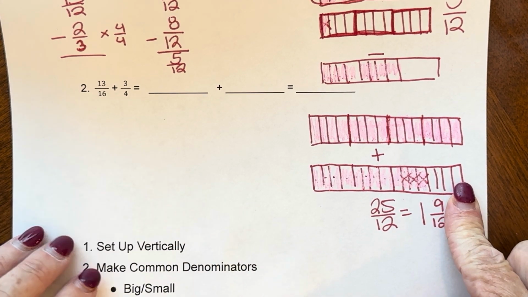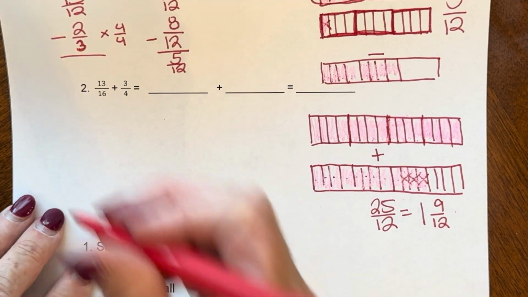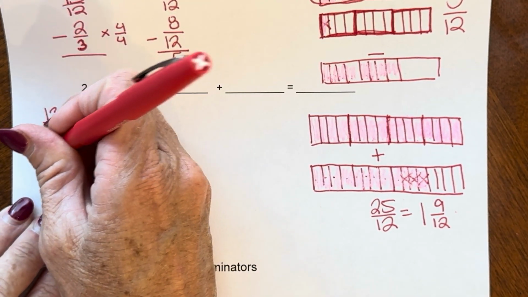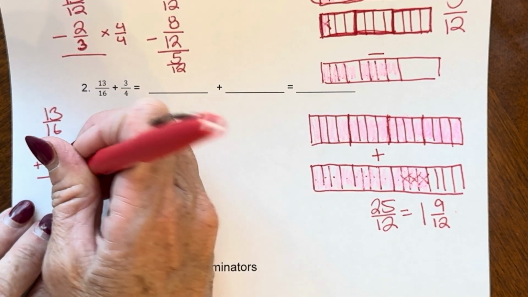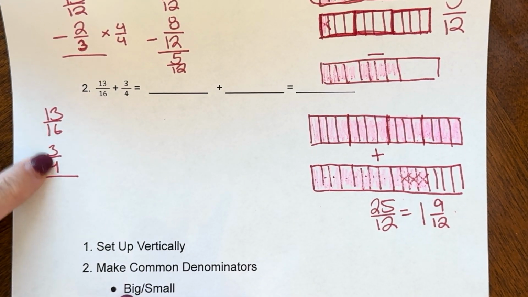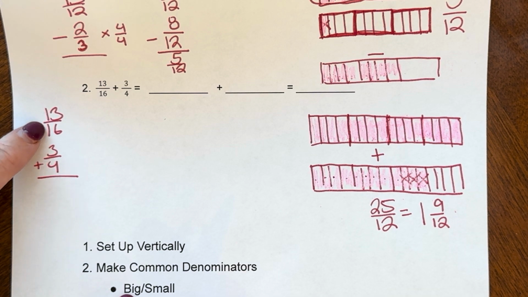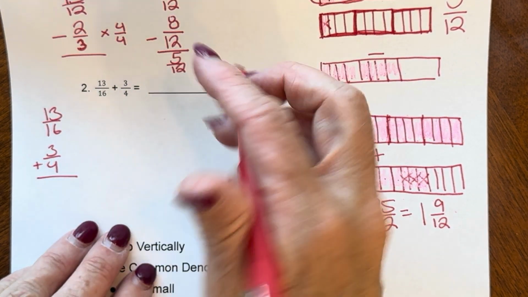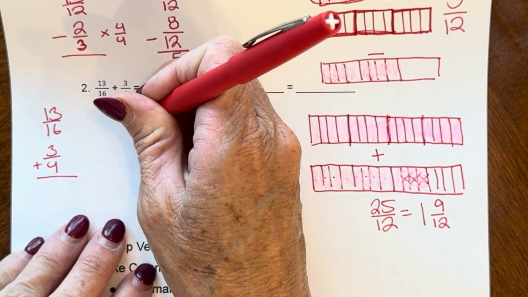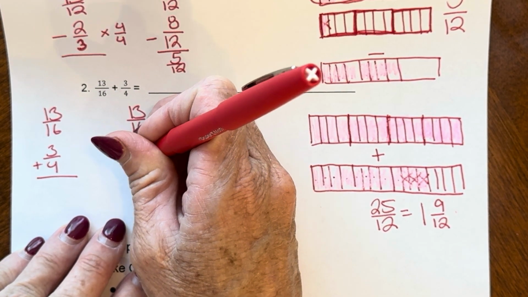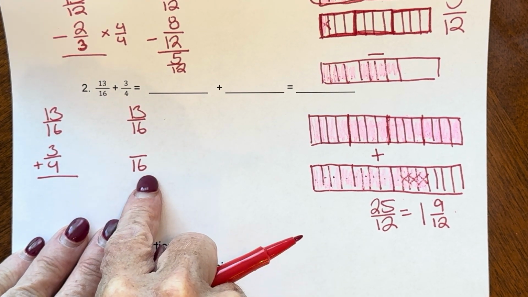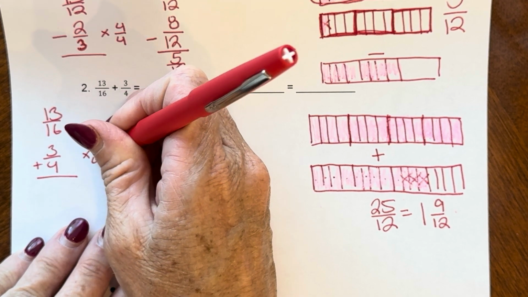So let's see how I can do that mathematically without having to draw a picture. So I'm going to set up my fractions vertically. Oh, and I notice they have different denominators, so I can't do that. So I ask myself, can my small one fit into my big one perfectly? And it can. 4 fits into 16 4 times perfectly. So that means I'm going to use 16 as my denominator. So how did 4 get to 16? What do I need to multiply it by? I need to multiply it by 4.